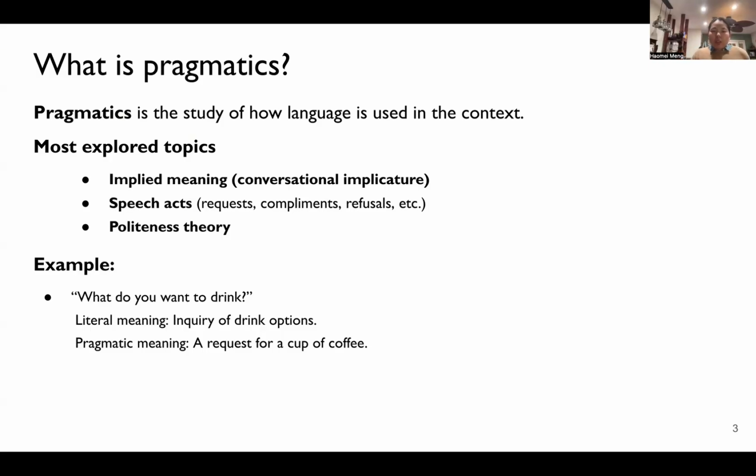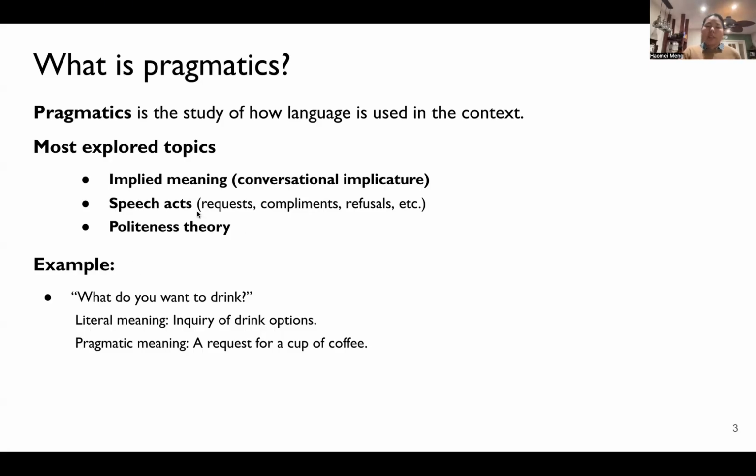Implied meaning refers to the fact that sometimes the literal meaning does not really convey the speaker's true intention. You need to read through the surface or literal meaning to get the real intention of the speaker.